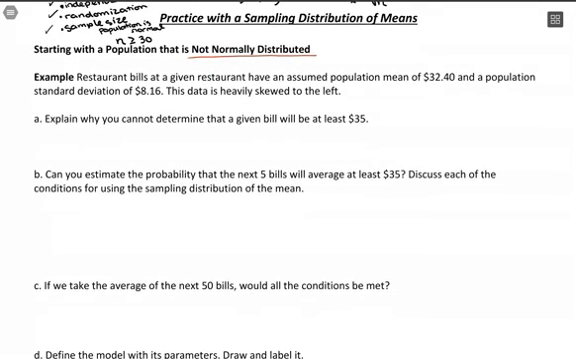So let's talk about what happens when our population is not normally distributed. We're collecting restaurant bills at a given restaurant, and what we have is a population mean of $32.40. So we have this population mean of $32.40. We have a population standard deviation of $8.16. And then we have this information that the data is heavily skewed to the left. So what we have for a picture here is something like this.